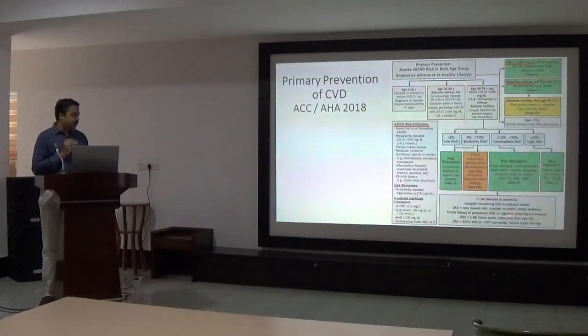Calcium artery score between 0 to 100 favors statin, especially after the age of 55. Below the age of 55, we need to discuss it with the patient regarding side effects and all. Calcium artery scoring of 100 plus, or more than 75th percentile, to remove this confusion, 100 plus initiates statin.